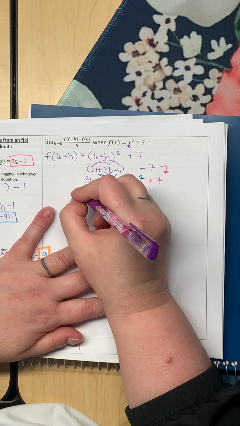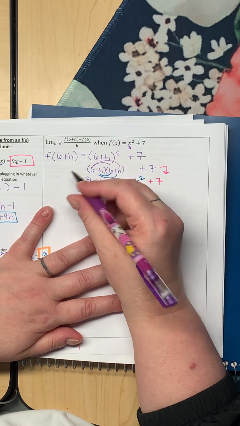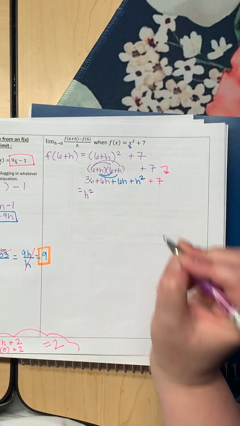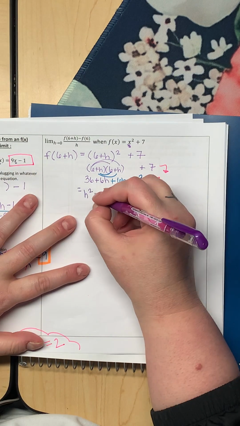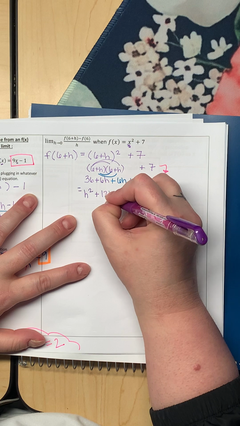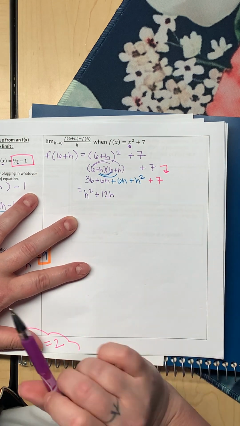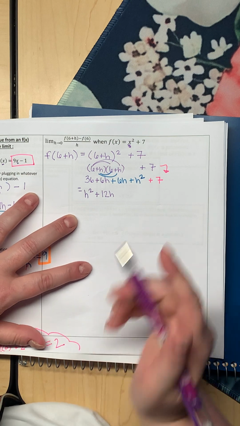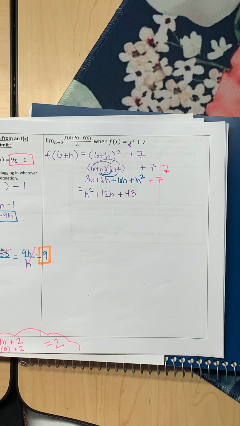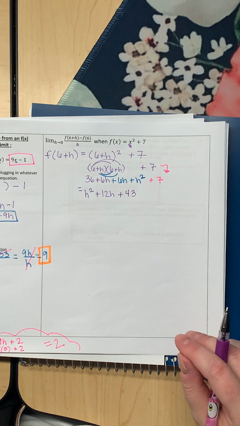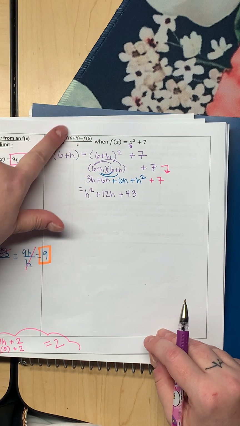Okay, now let's combine like terms. The squared goes first, h squared. Then our h's. And I have 6 plus 6, that makes 12 h's. Then let's look at our naked numbers. We have 36 and 7. That makes 43. 43? That feels weird. Okay, whatever. So that's what we're going to plug into the top left of this equation.